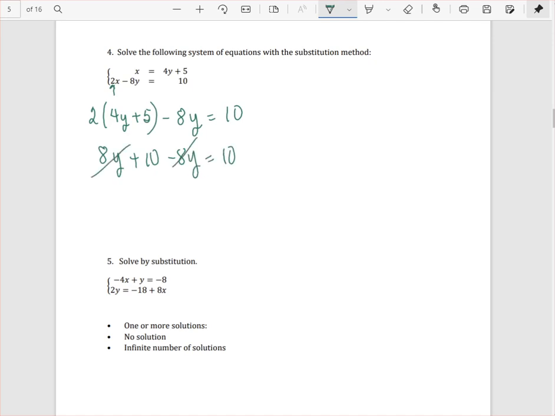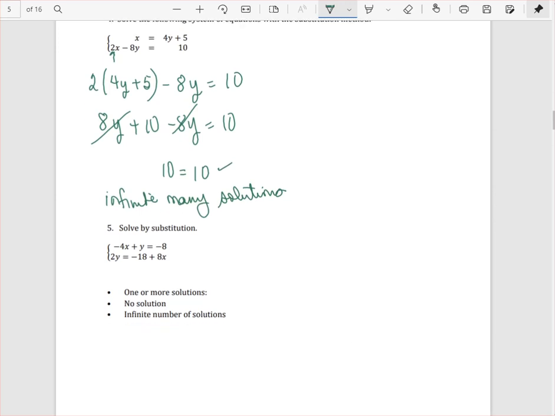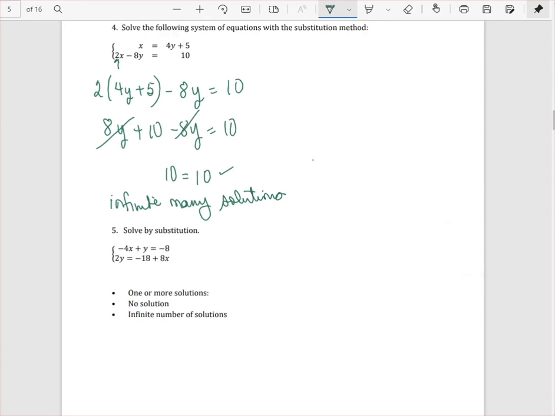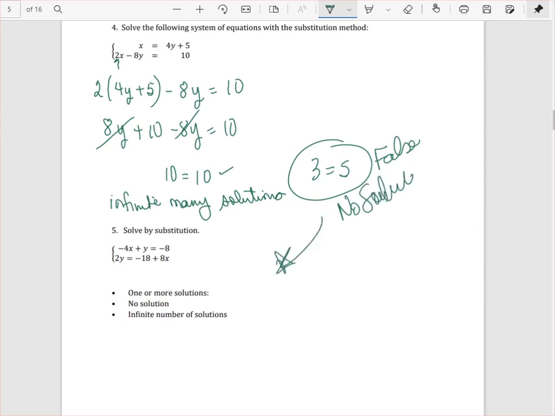So you see that the y cancels. When the letter cancels, it's either no solution or infinitely many solutions. So in a case like this, it would be infinitely many solutions. Now, sometimes they ask you to write a certain letter on it, but I think in My Open Math, it will be enough to say infinitely many solutions. If you get something different, let's say like 3 equals 5, the letter cancels and you just get a number that's false, then it would be no solution. Like you're going to get that on this one.